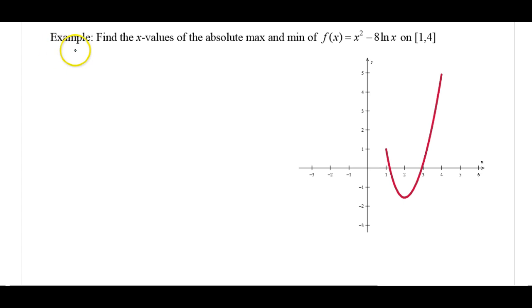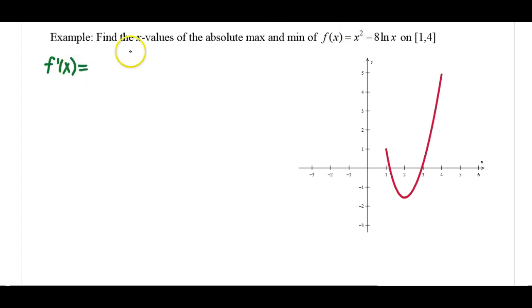Alright, in this next example, find the x values of the absolute max and min of f of x equals x squared minus 8 natural log x on the closed interval from 1 to 4. So similar to what we've done in the past two problems, but this one is asking me to find the x values of the absolute max and min. And this function also includes the natural log of x, which is going to give us a different type of derivative that we're going to need to simplify before we can find its critical points. So let's go ahead and find the derivative.